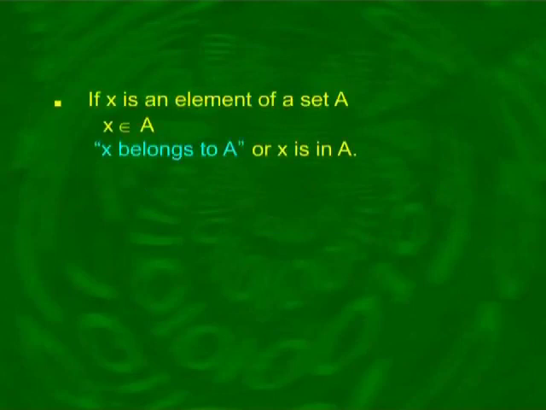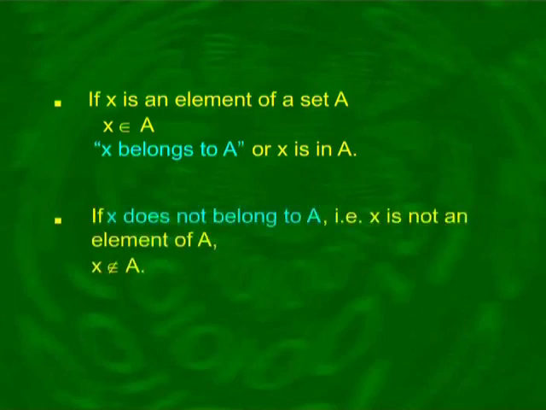If x is an element of a set A, we write x belongs to A, and if x does not belong to A, then we write it with the same notation but crossed out, to denote that x does not belong to A.